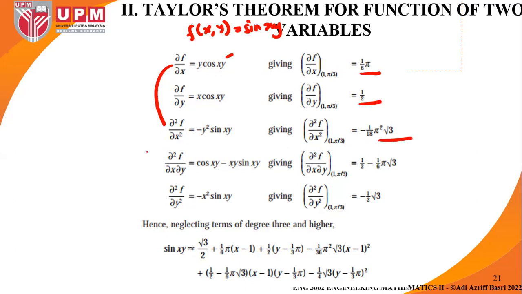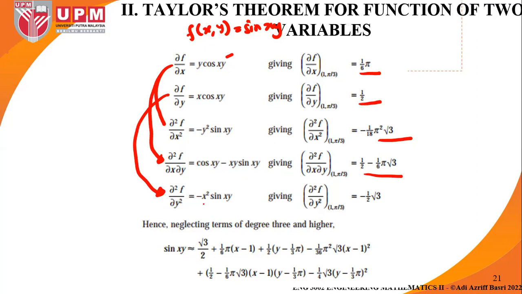Okay, next is the second derivative of f in terms of delta x delta y. So I mentioned this is differentiation in terms of y. This is your main function, so you need to differentiate this in terms of y. So you will get something like this. Then when you include the point A and B, you will get 1 over 2 minus 1 over 6 pi times square root of 3. Then this is the second derivative in y, so you differentiate this in terms of y.